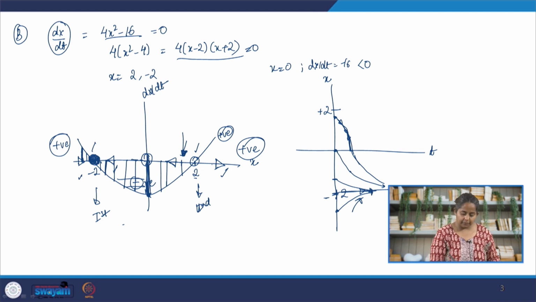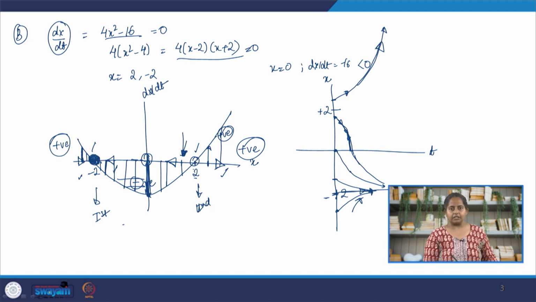Now let's start on the right side of plus 2. So we are starting here, at the right side of plus 2. At the right side of plus 2, dx by dt is positive. So we are moving here. The slope is positive. x is increasing. And as x increases, dx by dt increases. So the flow moves like so. x continues to increase. As it increases, the slope of this curve also continues to increase.